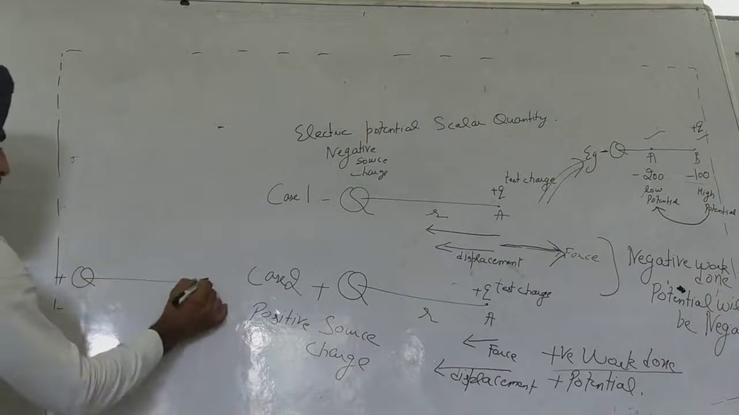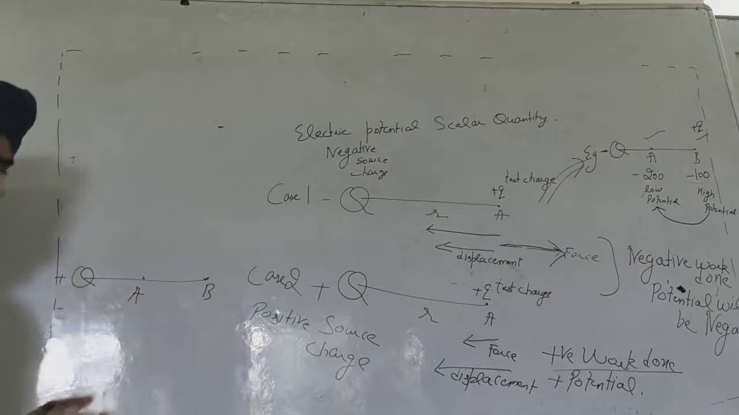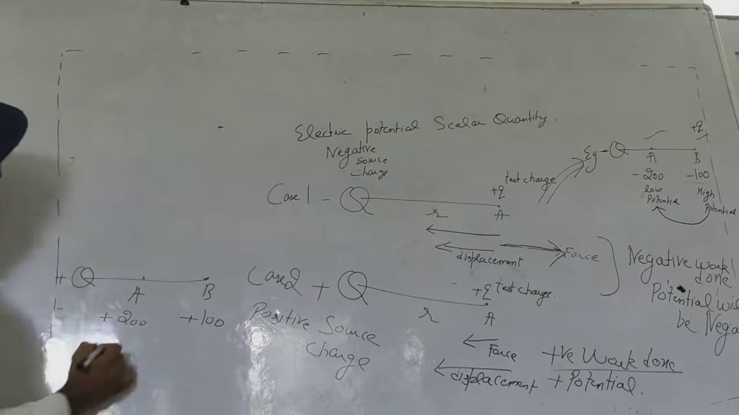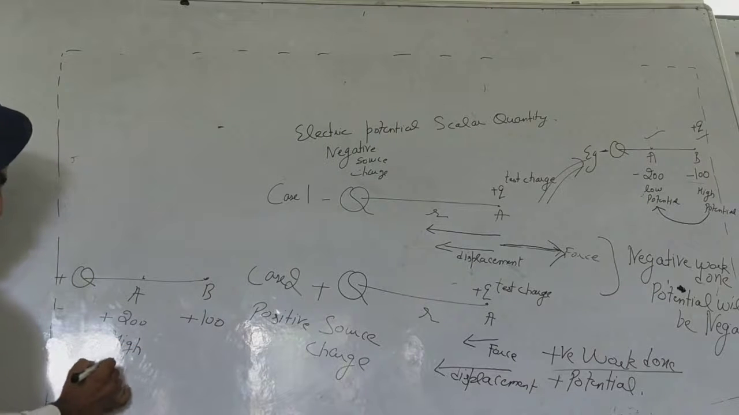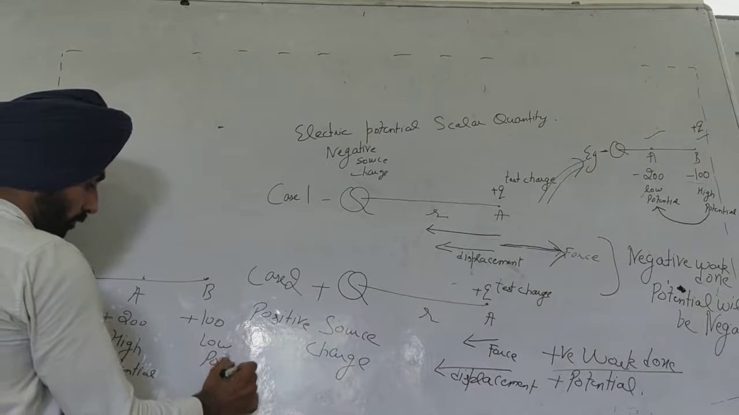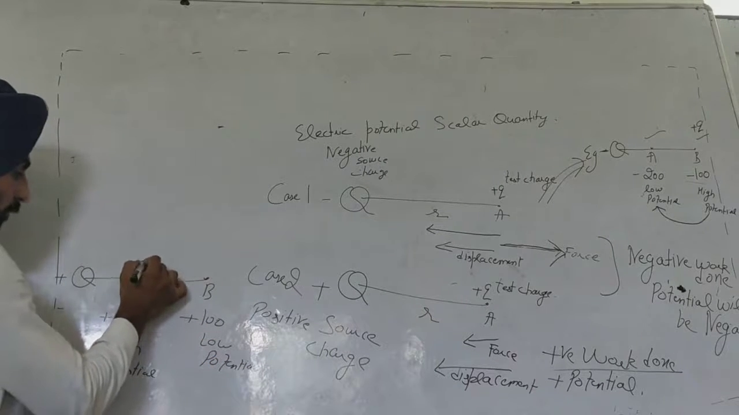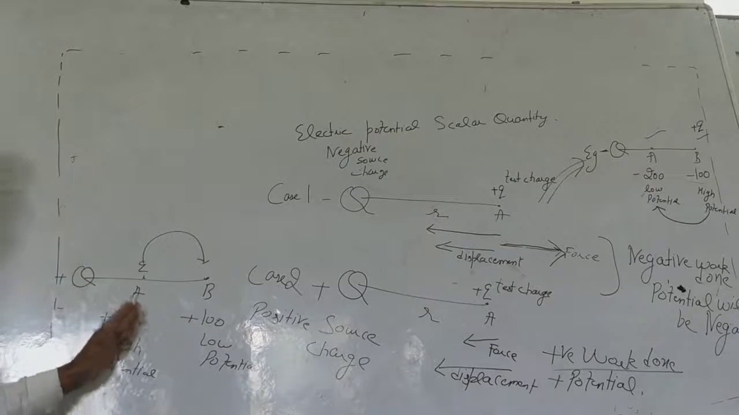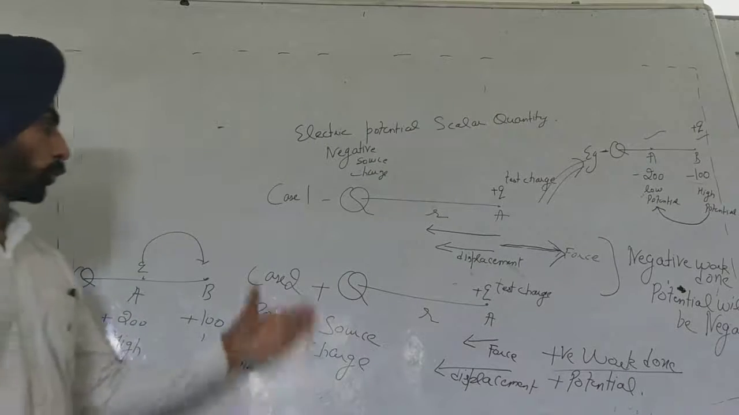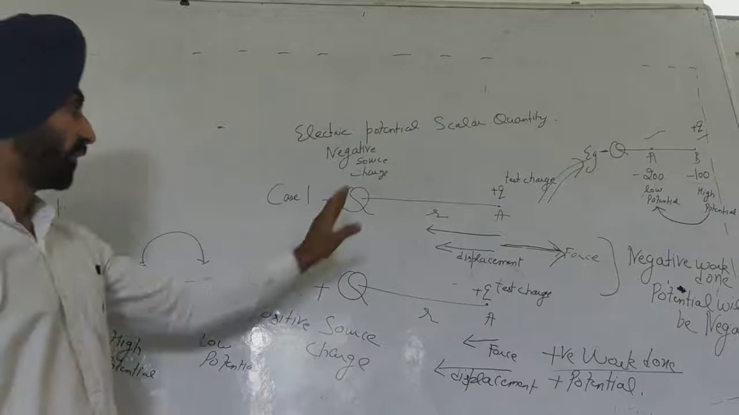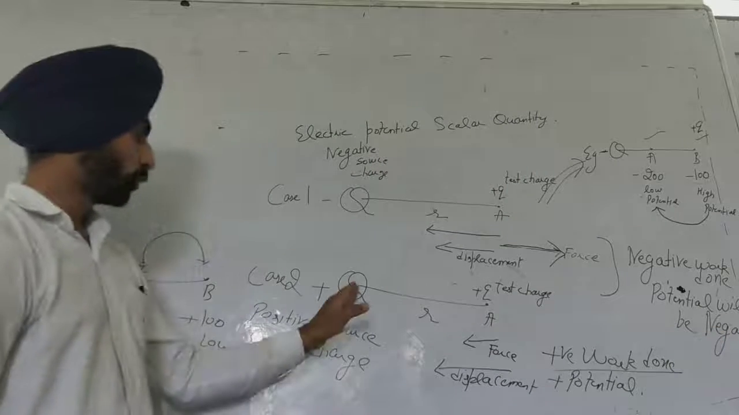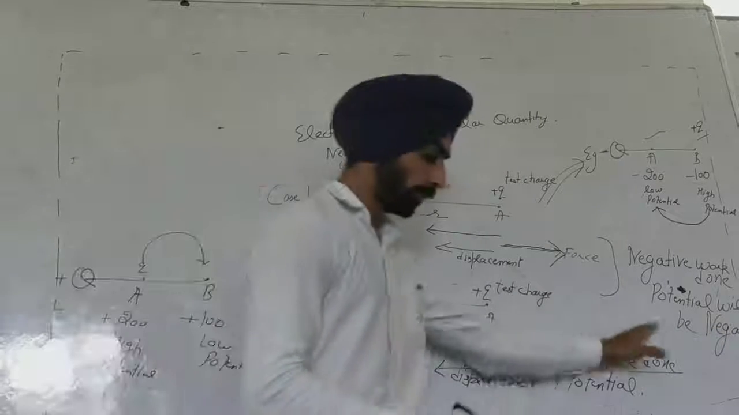Take an example now: plus Q, and two points, A and B. This will have positive potential, and this will also have positive potential. This will be the high potential and this will be the low potential. If you place a test charge here, it will move from high to low potential. That means the force is applied by this source charge on the test charge from high potential to low potential. So the main important thing is that if the source charge is negative, potential will be negative, and if the source charge is positive, potential will be positive.